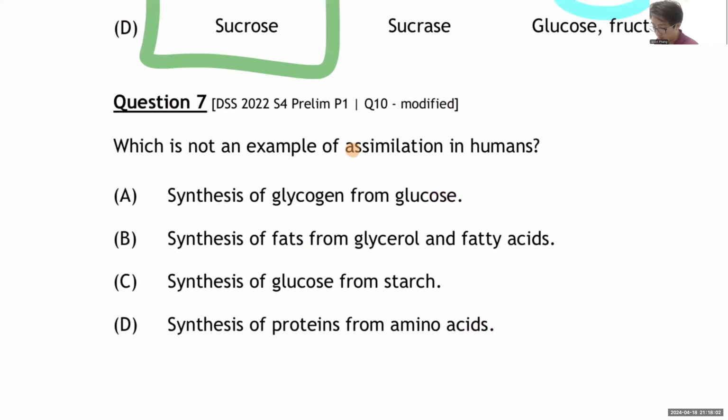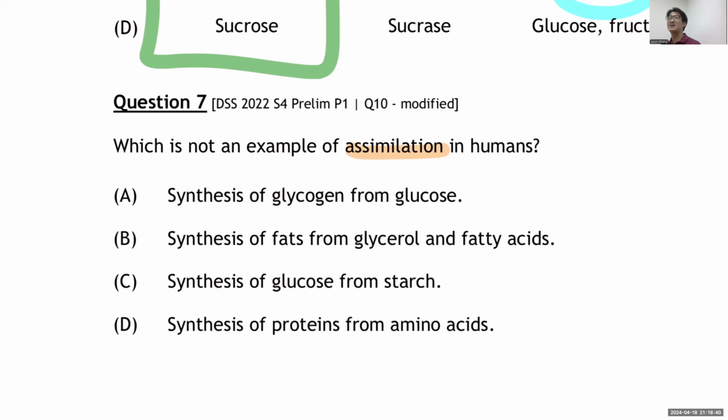What were the two words I presented to you earlier on about assimilation? Use and store. So which of these is not assimilation in humans? Arisa, your answer is? Because?